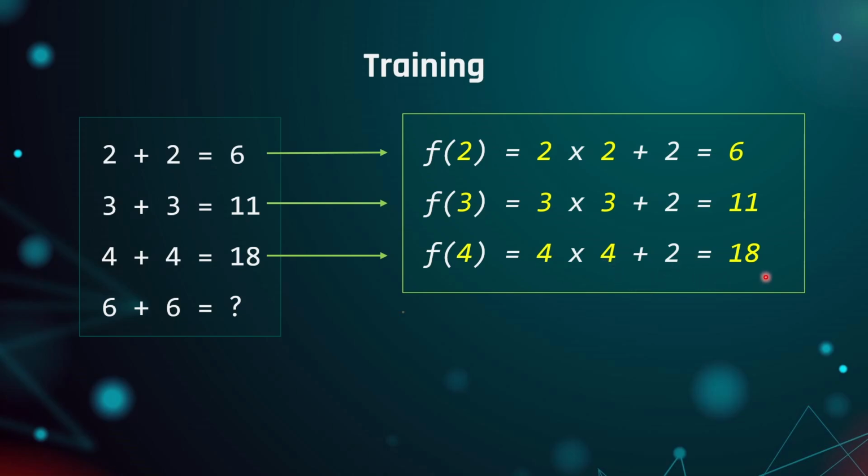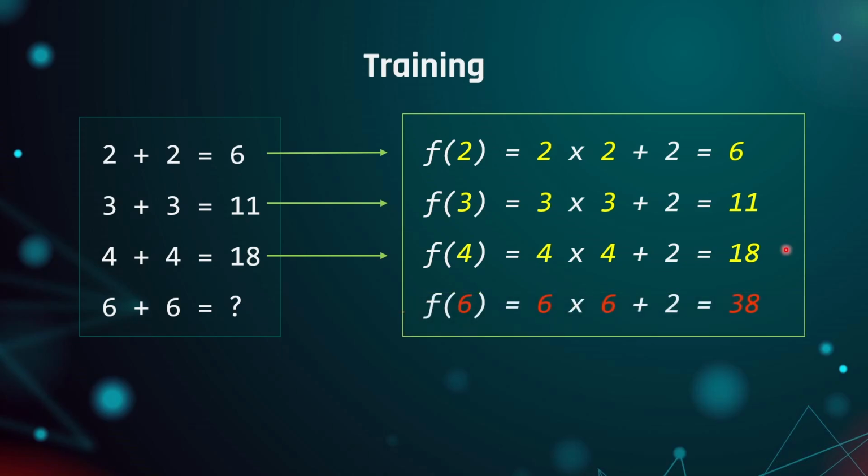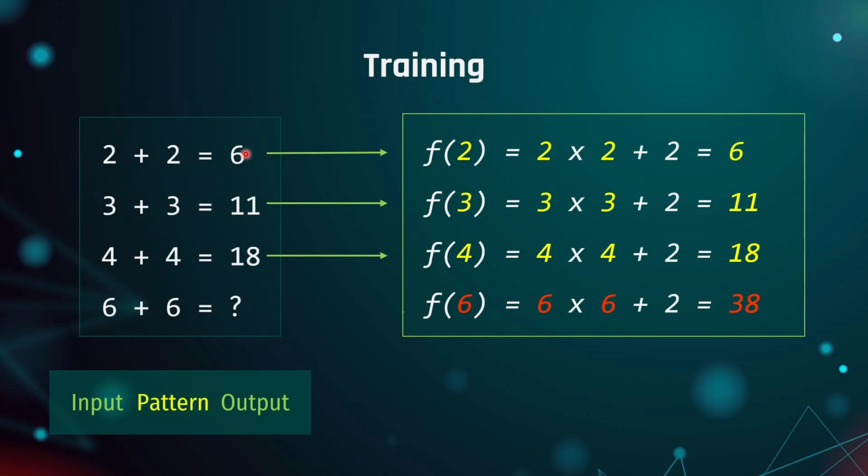18, right? So if we apply the same pattern onto our problem statement, so basically a function, if it takes as input 6, following the same pattern, we get our desired output, which is basically what? 38, right? So what did we actually do? We provided our model, our transformer, our ChatGPT with the inputs and their corresponding outputs, right? So from this input and output, our model figures out what? The pattern, right? So this is basically what training is.